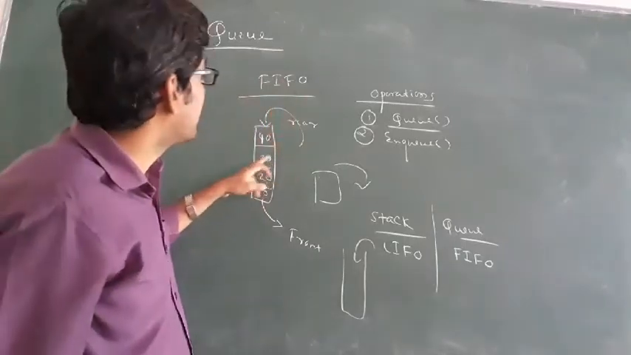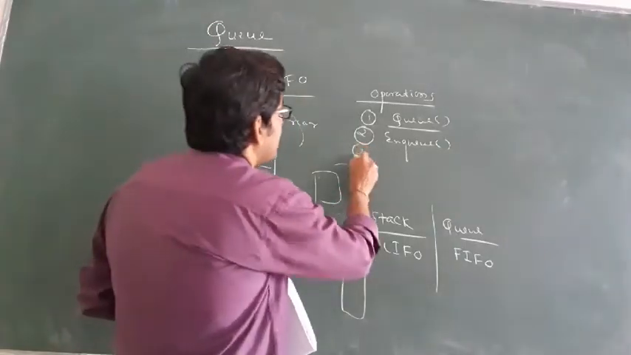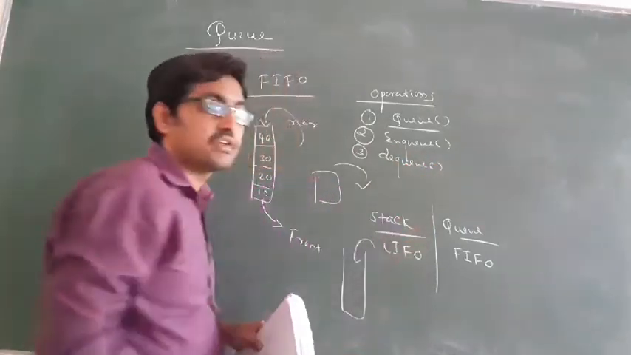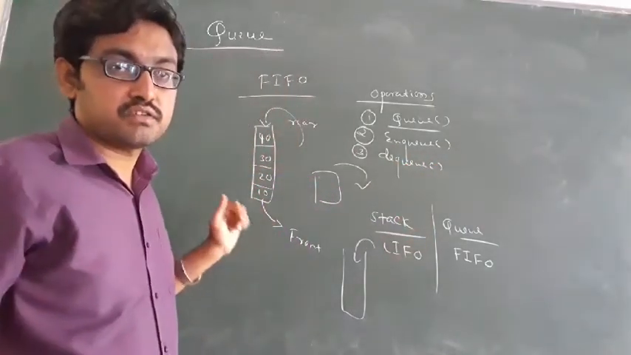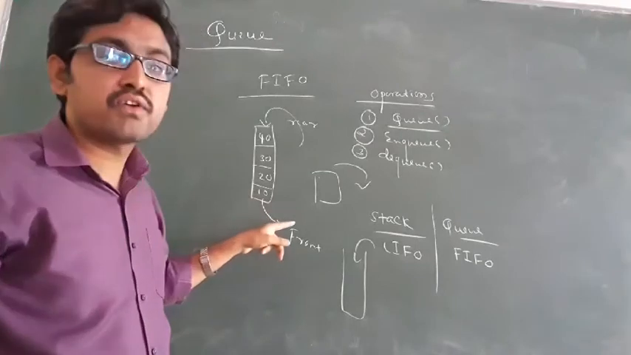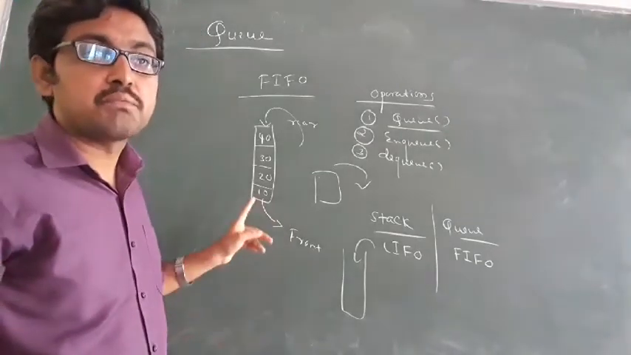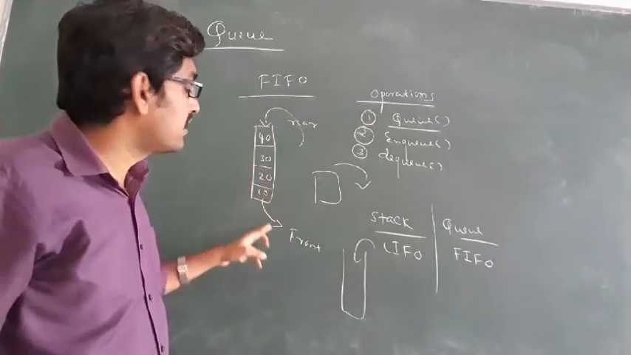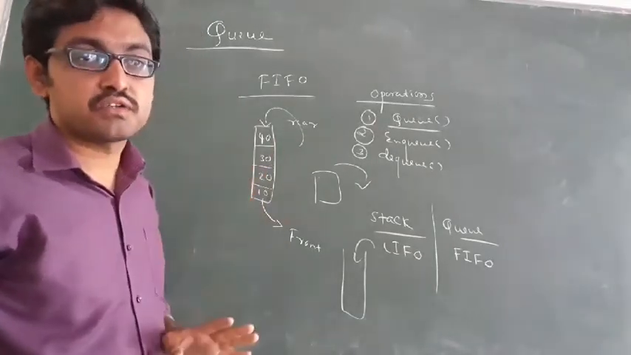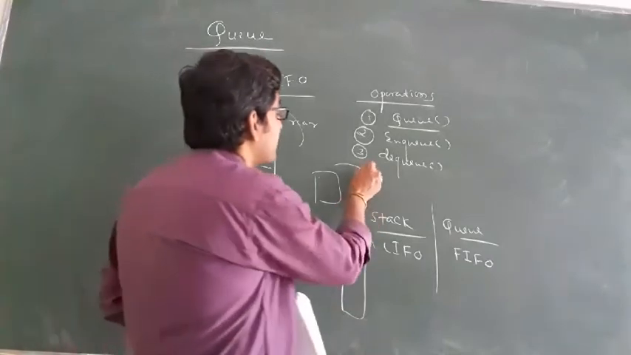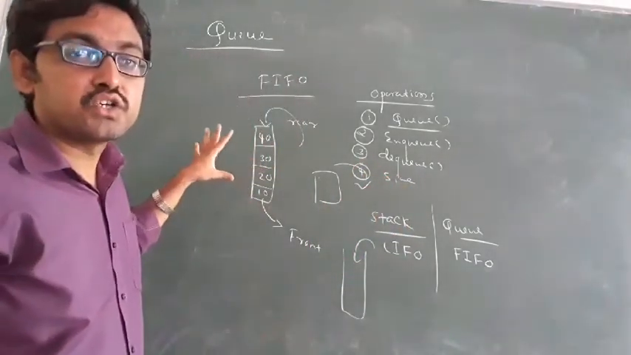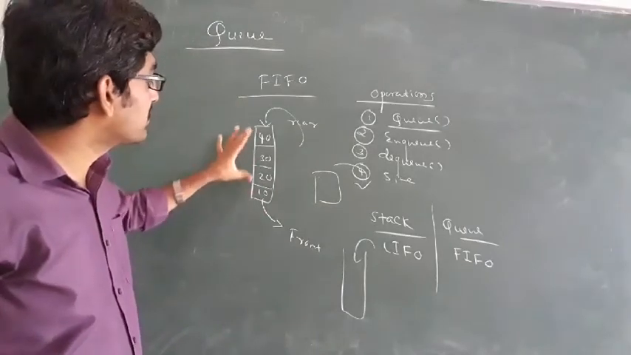The third one is dq, the process of deleting an element from the front end. Deleting an element from the front end is called dq. That is also a main operation. The fourth one is size. Size means how many elements are in the queue. It indicates how many elements are currently in it.